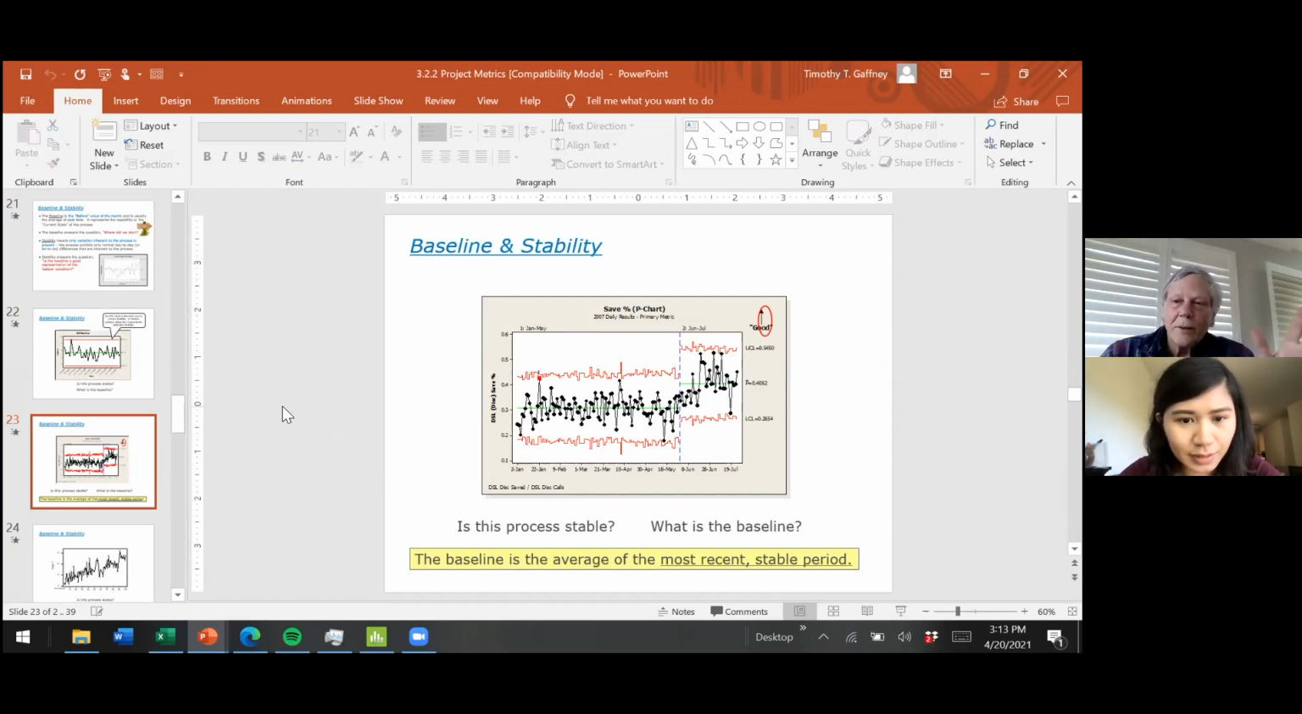No stability, do you have the baseline? If a process isn't stable and you see red dots on the control chart, is it stable? No. And if it's not stable, can you know its baseline? Will it have a baseline?